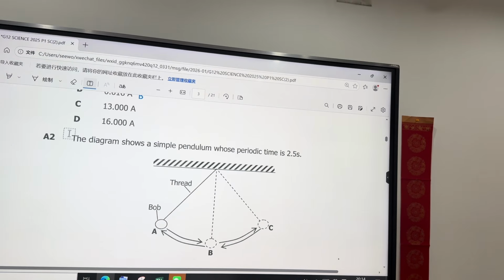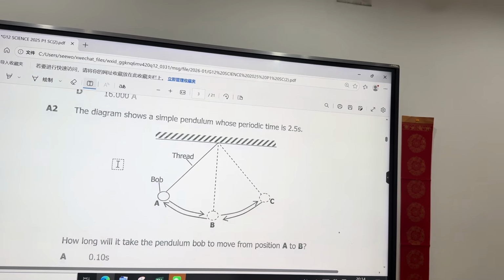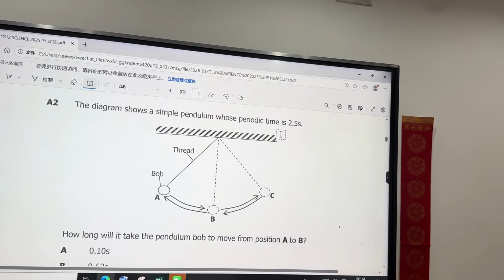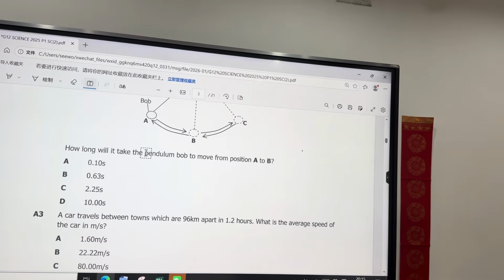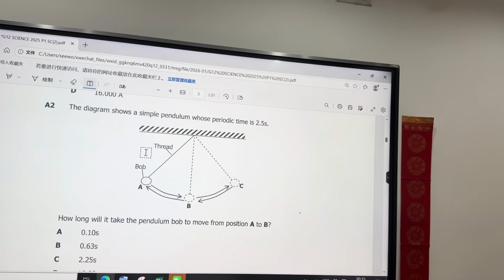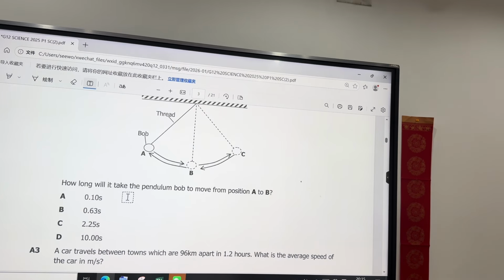So we go to the next question. The diagram shows a simple pendulum whose periodic time is 2.5 seconds. So this is a simple pendulum and the period of the pendulum is 2.5 seconds. The question says, how long will it take the pendulum bob to move from A to B? So how long will it take the bob to move from this point A to point B?